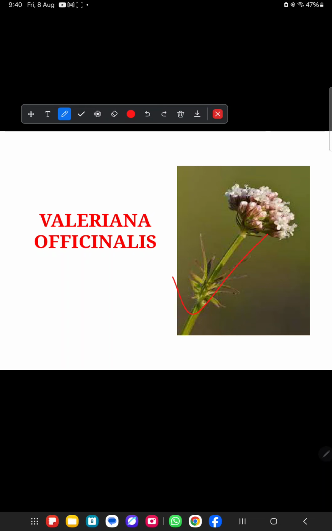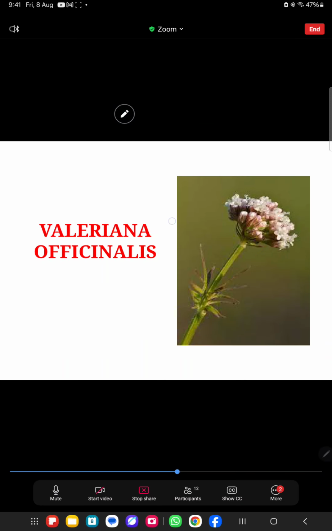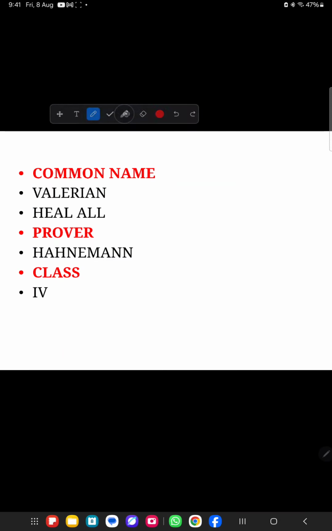Generally rhizome and root, recently dried. Recently dried root we will use, and this medicine is prepared under class 4. इस medicine को class 4 में बनाते हैं. इसका rhizome and root, ड्राइड रूट रिसेंटली जो पार्ट होगा उसको यूज करते हैं दवा बनाने के लिए. And this medicine is commonly known as Valerian, and this belongs to the Valeriana family. And Heal all, this is also known as.